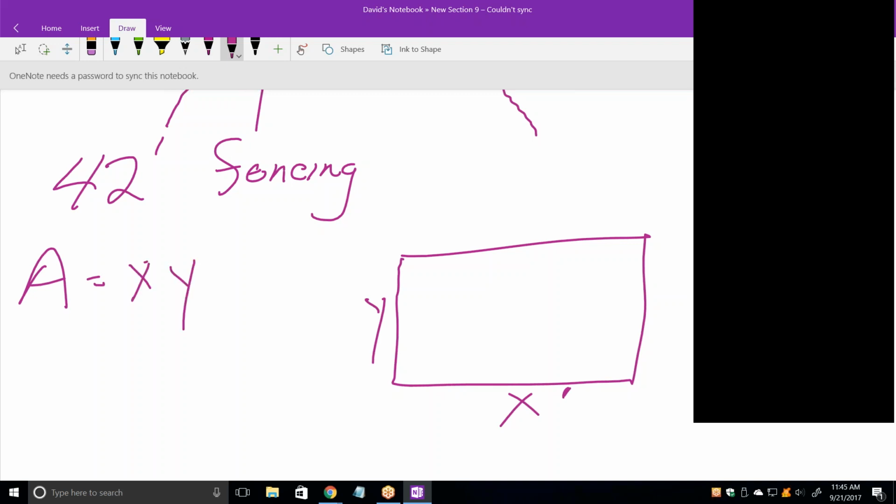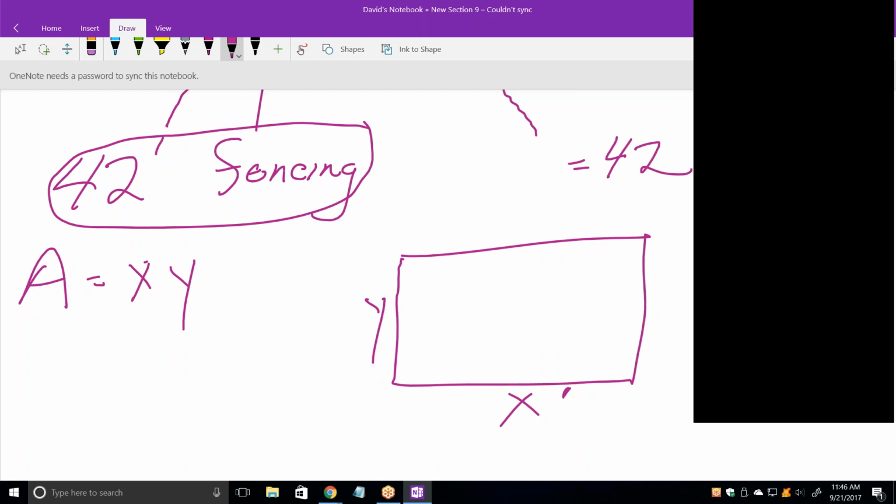But because we know we have 42 feet of fencing, we have a second equation. That second equation is what? The perimeter of this thing has to equal 42. What's the second equation? X times Y equals 42. That's area. Perimeter is where you add the four sides together. So 2Y plus 2X equals 42.